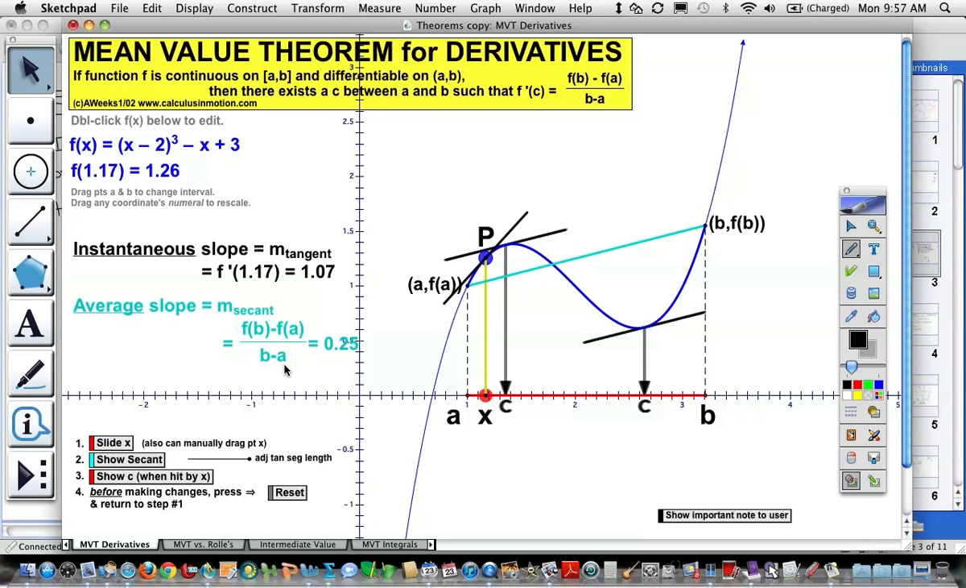5, if f prime of x equals 2x, then f of x equals x squared. What do you say for that, true or false? False. That's false, because you've got the plus c on it. Okay? It could be one of them. It would be a possibility, but it's not true that if the derivative is 2x, then f had to be x squared. That's not true.